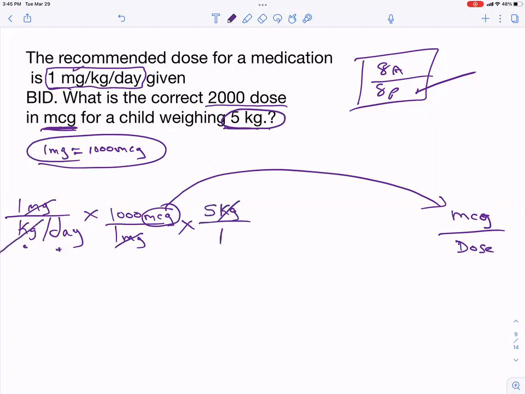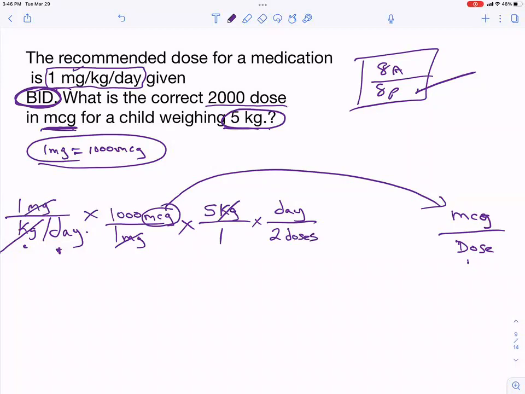But now I have day. How do I get day to dose? Well, we get day to dose by using the number of doses they get every day. And this is why you had to remember those abbreviations. So I can get rid of day by writing the word day. Every day, this patient is getting 2 doses.